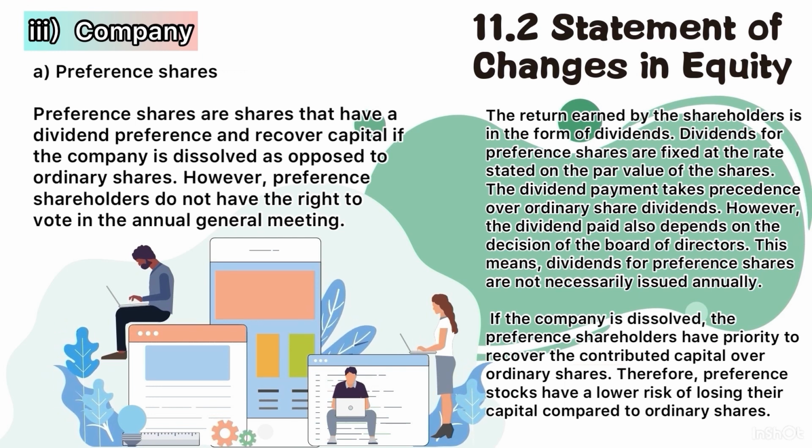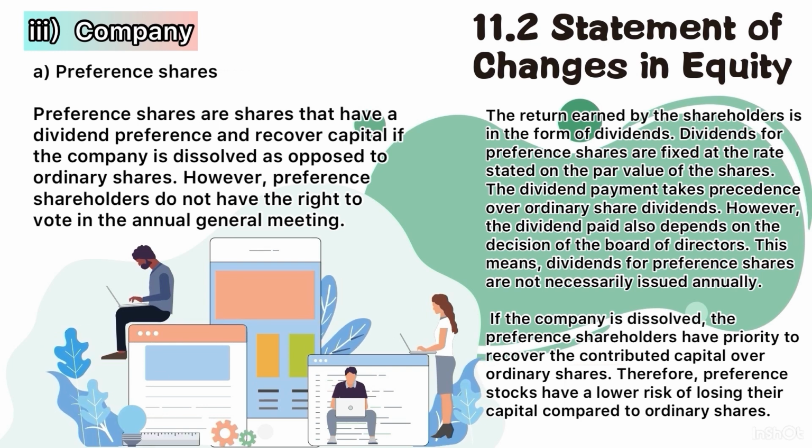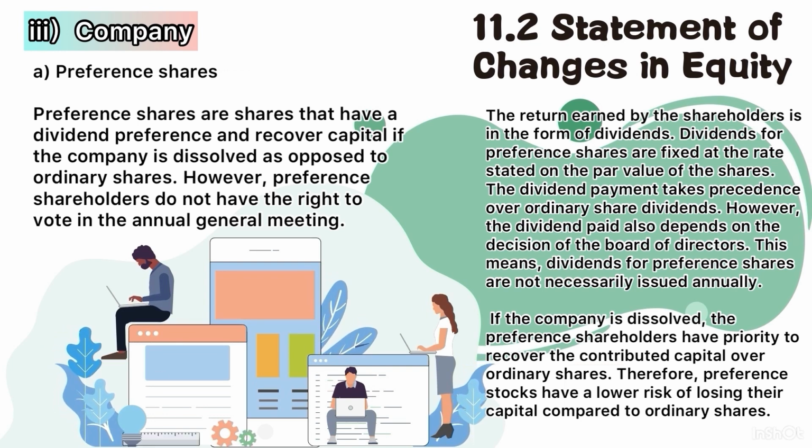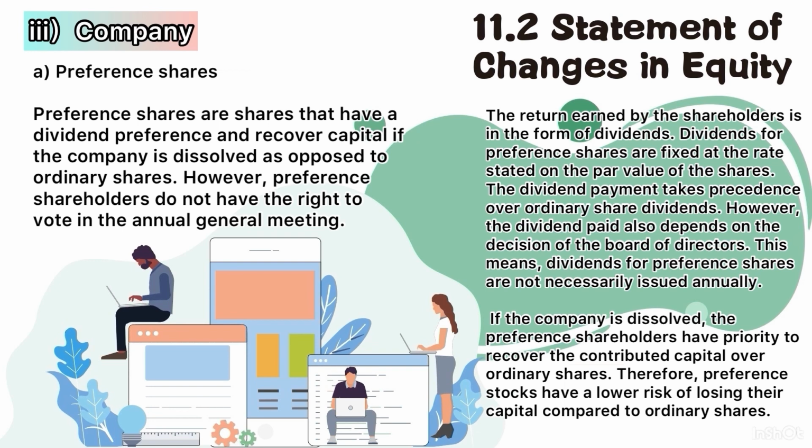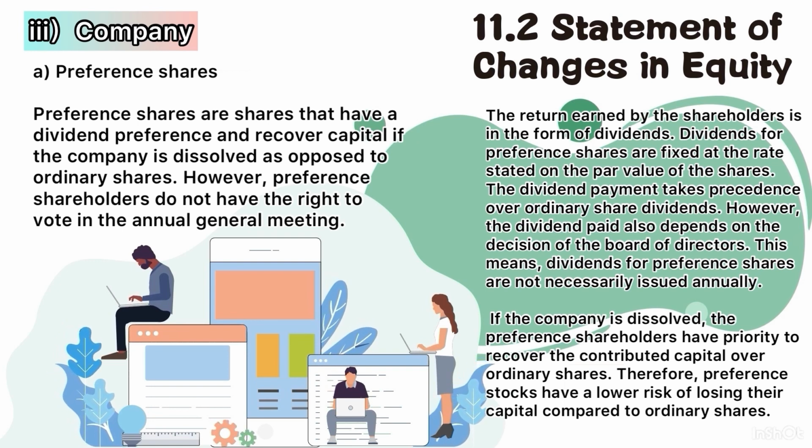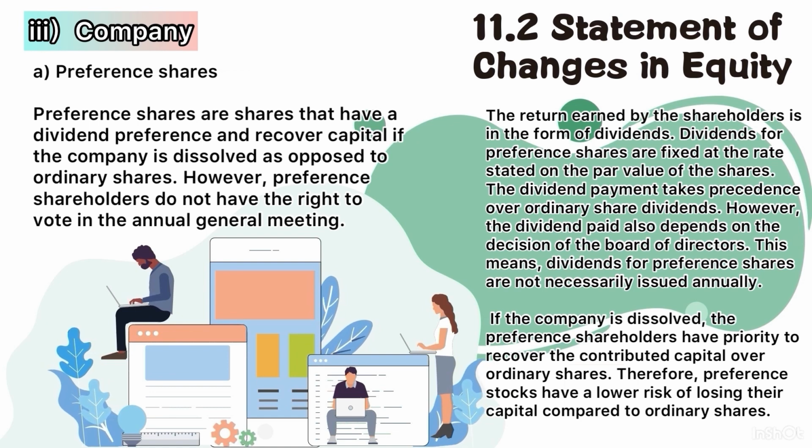However, the dividend paid also depends on the decision of the board of directors. This means dividends for preference shares are not necessarily issued annually. If the company is dissolved, the preference shareholders have priority to recover the contributed capital over ordinary shares. Therefore, preference shares have a lower risk of losing their capital compared to ordinary shares.